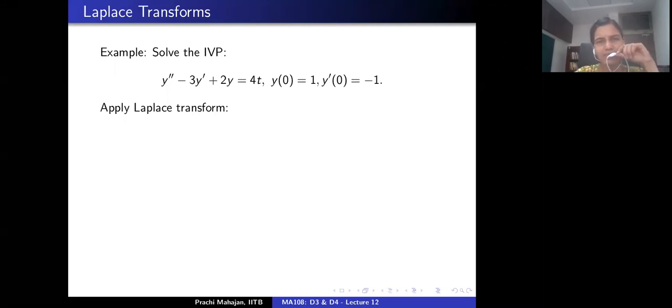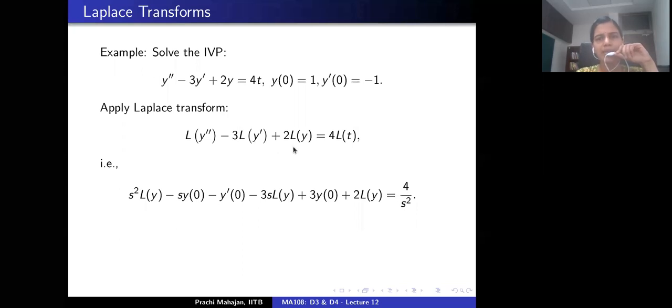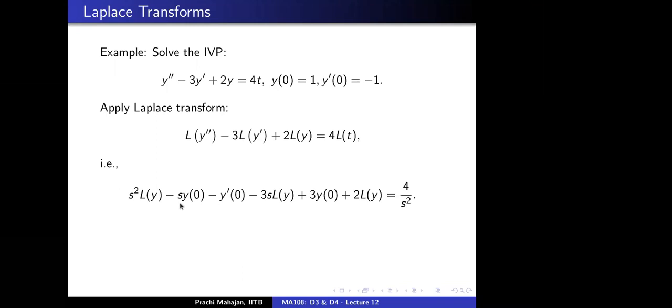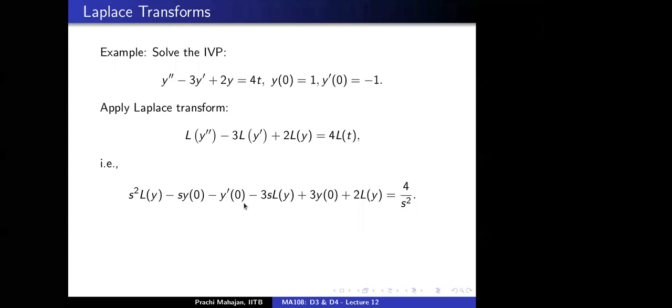Assume that the solution satisfies all the hypotheses of the corollary, which relates the Laplace transform of the derivatives to the Laplace transform of the function itself. If you do that, you will have the Laplace transform of d square y by dt square minus 3 times the Laplace transform of dy by dt plus 2 times the Laplace transform of y. This must equal 4 times the Laplace transform of the function t, right? So the first term here is the same as s square times the Laplace transform of y minus s y evaluated at 0 minus the derivative y evaluated at 0.